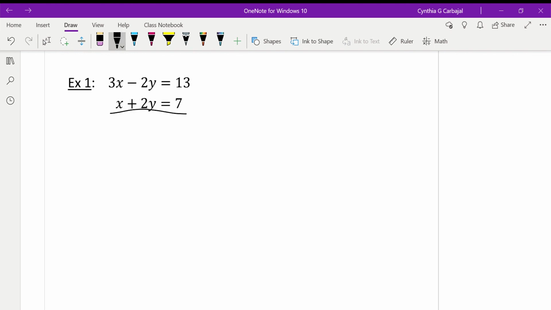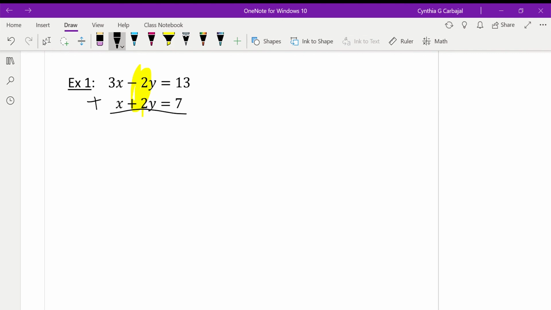And if you look, we have a negative 2y and a positive 2y, and if we add these equations the way they are, these 2 terms, since they're inverses of each other, will cancel out. So yay, I don't have to do anything else. I just have to add. I didn't even have to align. I could go straight to step 3.